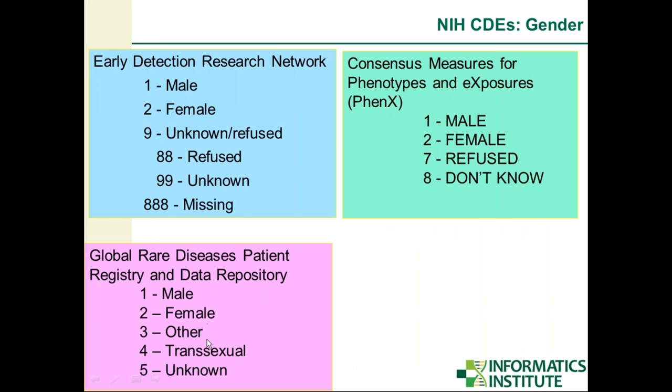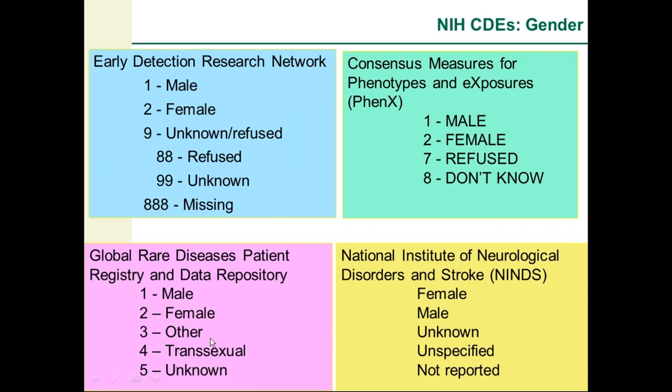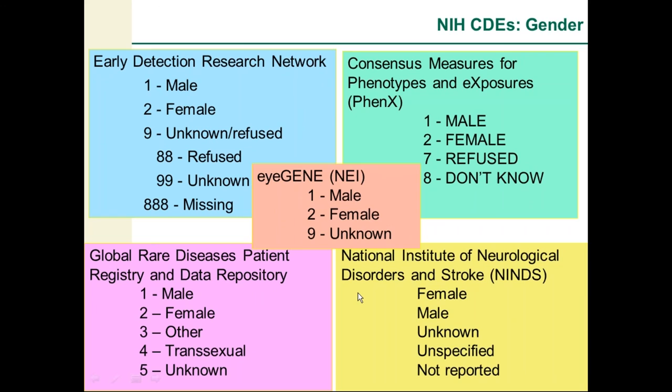And then there's the Global Rare Disease Patient Registry and Data Repository: male, female, other, transsexual and unknown. And so I don't know what other is exactly. I guess it's whatever it isn't transsexual and isn't male and female. And then there is the NINDS, which has female, male. Notice they changed the order. Female, male, unknown, unspecified, and not reported. So these are kind of probably matched to some of these. There's some mapping. Oh, and then NEI, National Eye Institute, has iGene. They've got male, female, and unknown, and that's it. I guess when you look in people's eyes, you can tell by looking them in the eye what gender they are. So that's just a simple one.